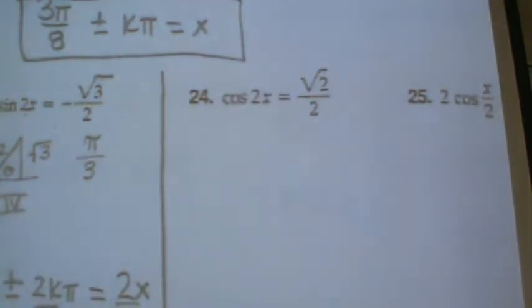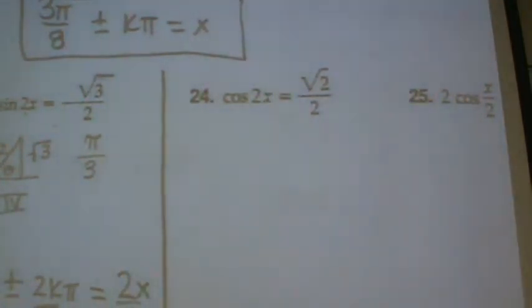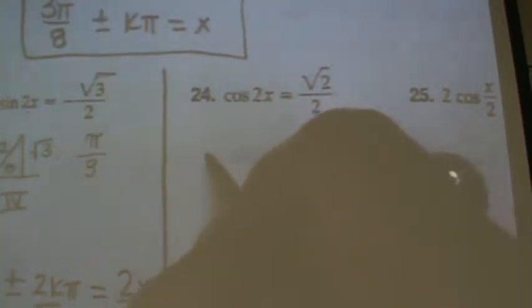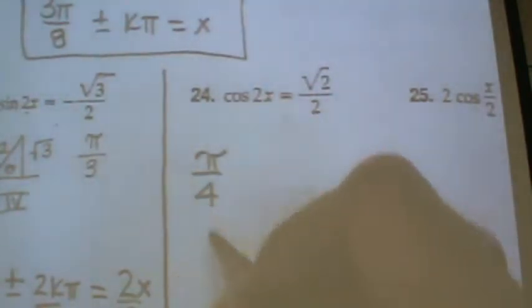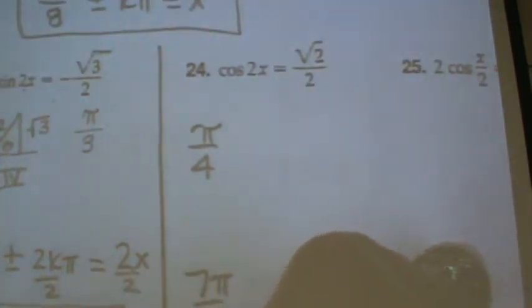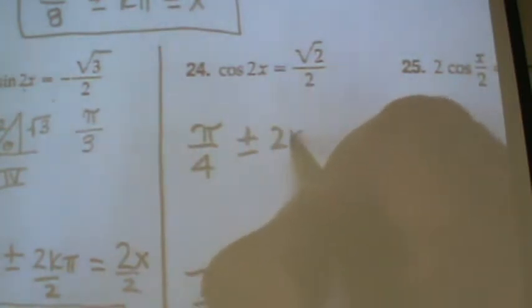Okay, next one. Now, you might be able to do this in your head. Root 2 over 2. We've done enough of them. Do you know what angle that is? What is it, Brett? Pi over 4. Where else is it positive? In what other quadrant? Where? 4. 7 pi over 4. So plus or minus 2k pi.